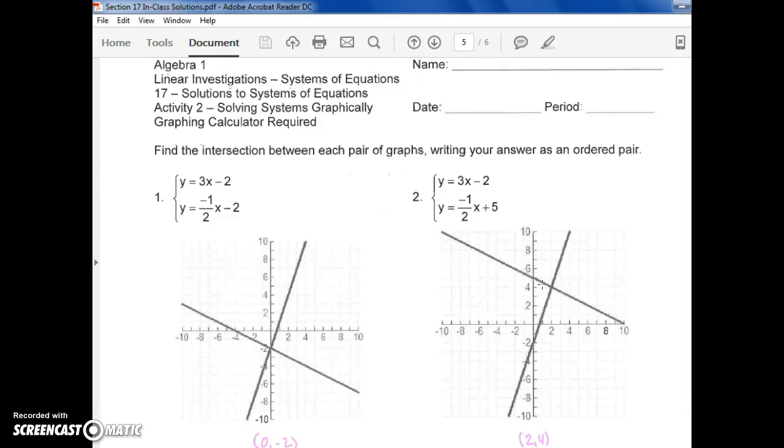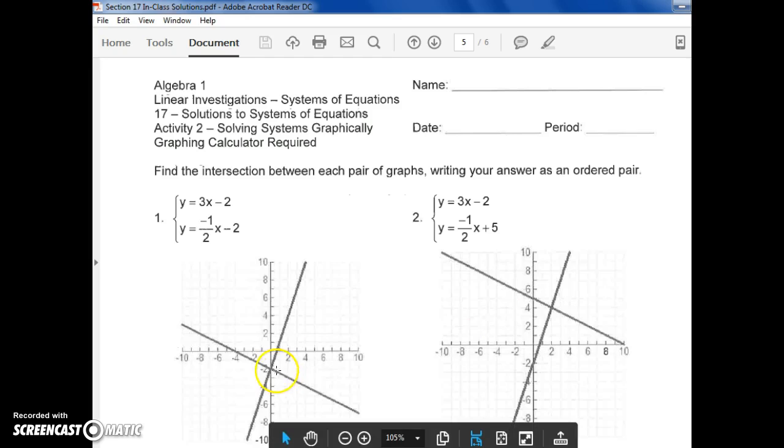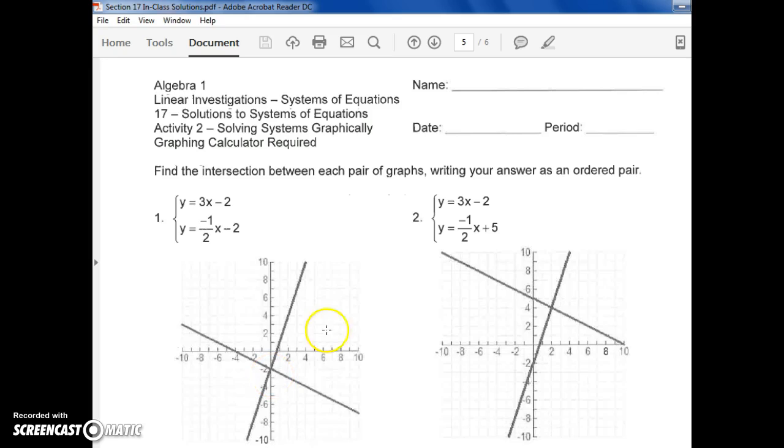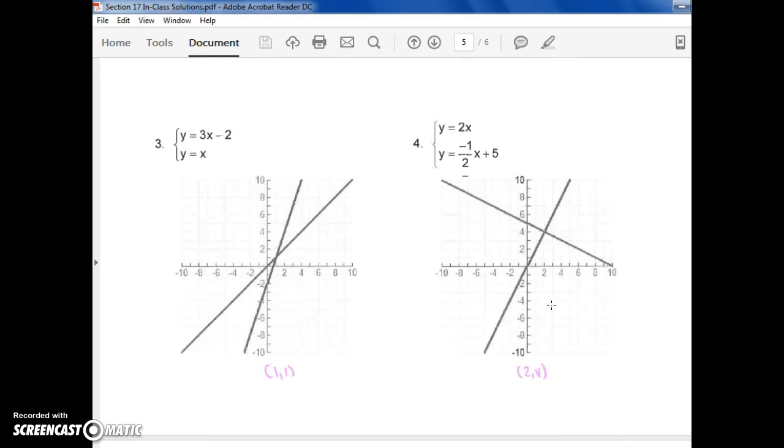In activity 2, we're looking at the systems graphically. So we're taking a look at the graphs of the two equations and finding out the point where they intersect. So here's one equation. This is my negative 1/2 x minus 2. And this is the other one, y equals 3x minus 2. I'm just looking for the point of intersection, which is right here, and that's the point 0, negative 2. Same thing with question number 2. We're looking for the place where the two graphs meet, and it appears that they meet at 2, 4. And that would be my point of intersection, a solution to the equation.